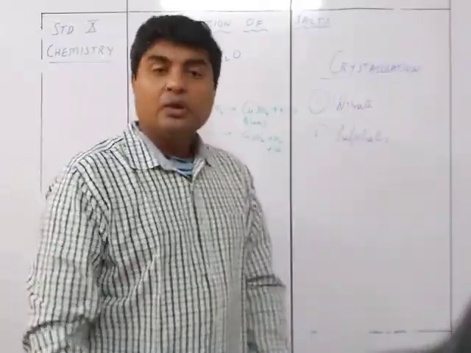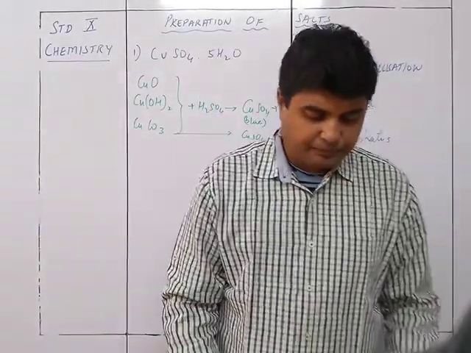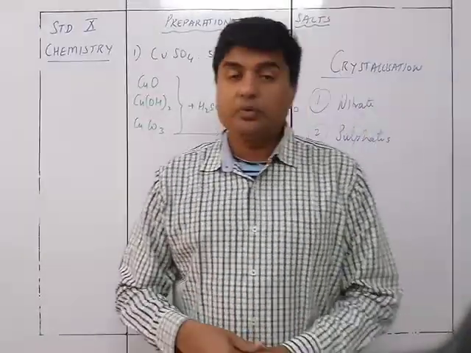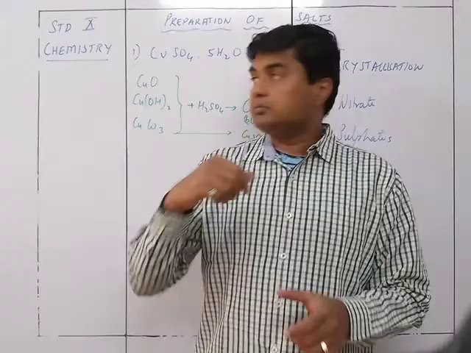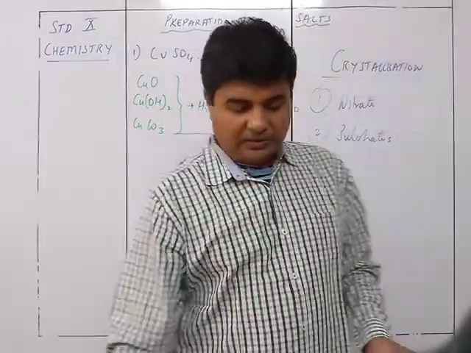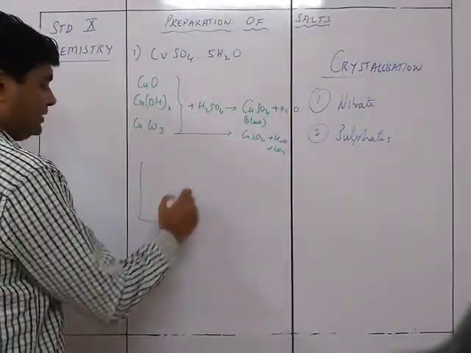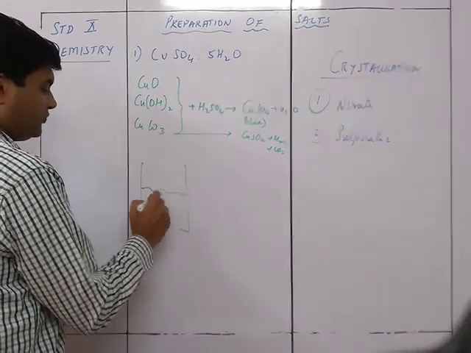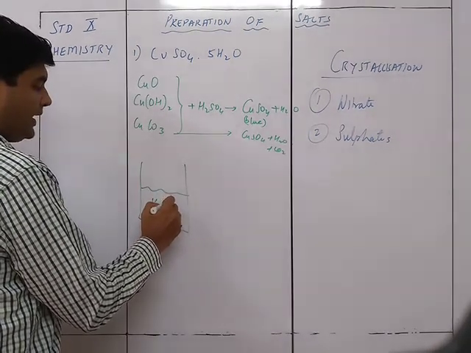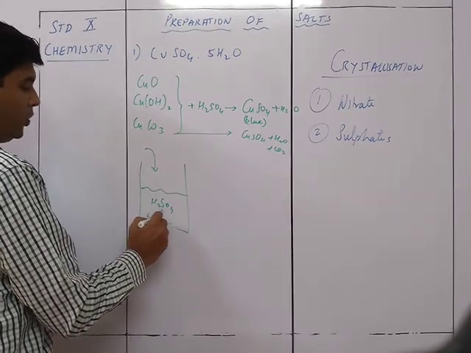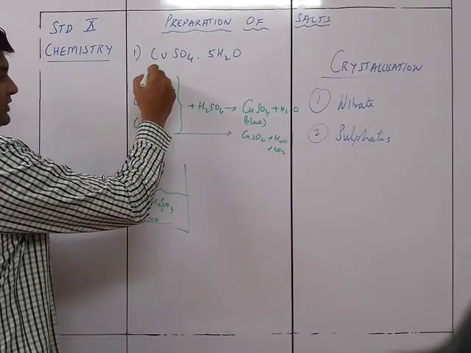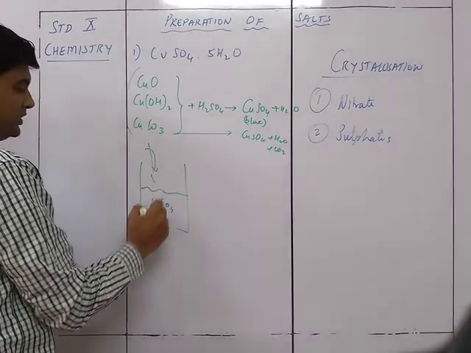So what you do is a simple method. You take a beaker, you take sulfuric acid in it, and add to it any of these three. So you are taking a beaker, taking H2SO4 over here, and to this H2SO4 you are adding the CuO or whichever of these things.